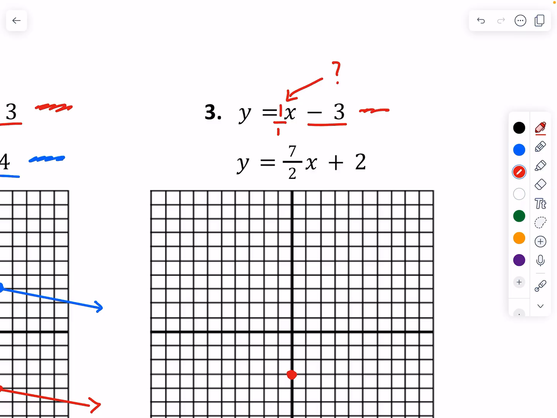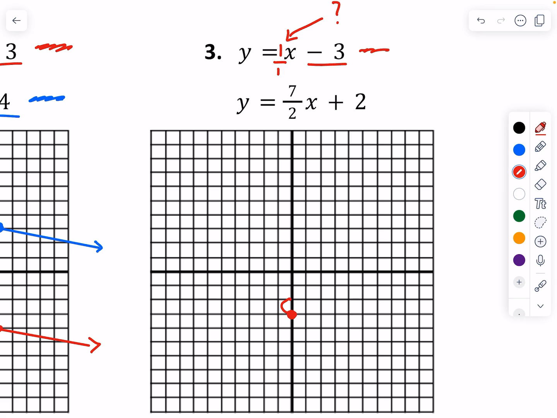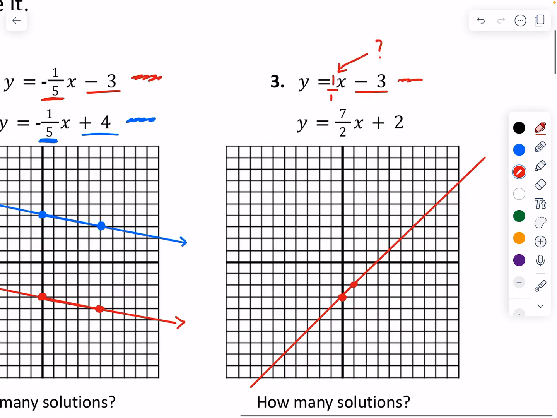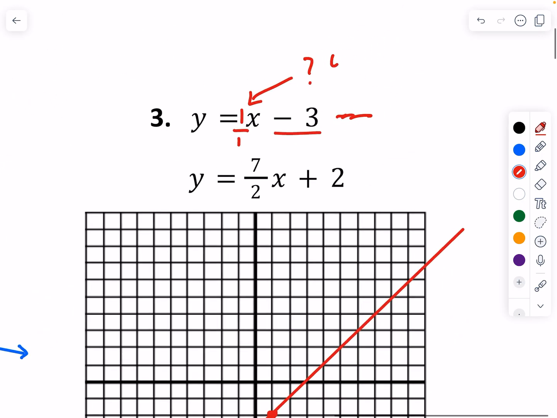If you said go up one and right one, you're absolutely correct. You're going to go up one and right one. I'm going to connect those, make a nice line through them. Connecting our dots. Okay, there's my red line. Up one, right one. Now let's talk blue.